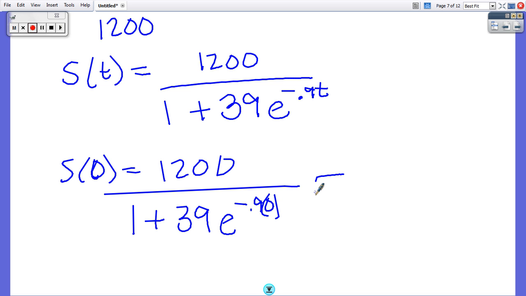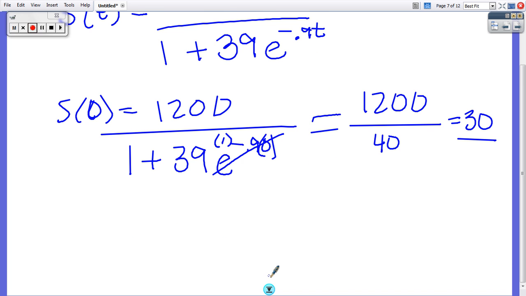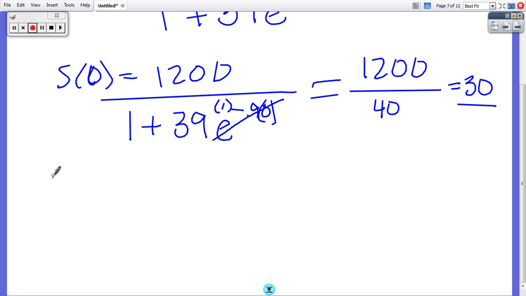And that's really going to be 1,200 over... Remember, 0.9 times 0 is 0. Anything to the 0 power is 1. So this actually all just becomes 1. So then I have 1 plus 39, which is really 40. And 1,200 over 40 is equal to 30. So the answer to your first question, how many students have heard the rumor by the end of day 0? 30 students.